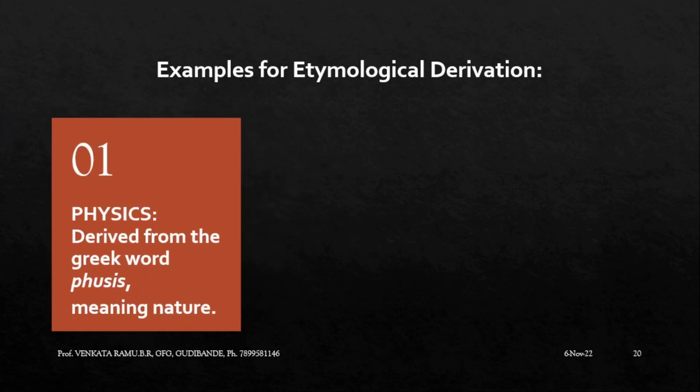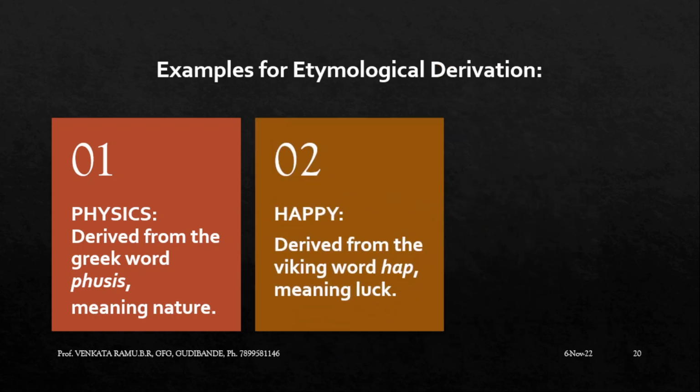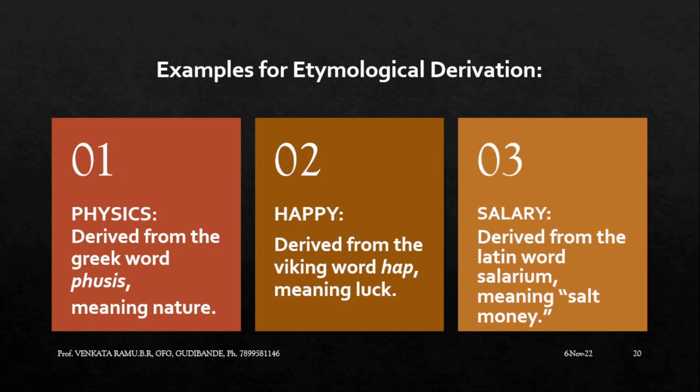Look at the first word, physics. The word physics is derived from the Greek word physis, meaning nature. Let me give the second example, happy. The word happy is derived from the Viking word hap, meaning luck. Come to the third example, salary. Salary is derived from the Latin word salarium, meaning salt or money.